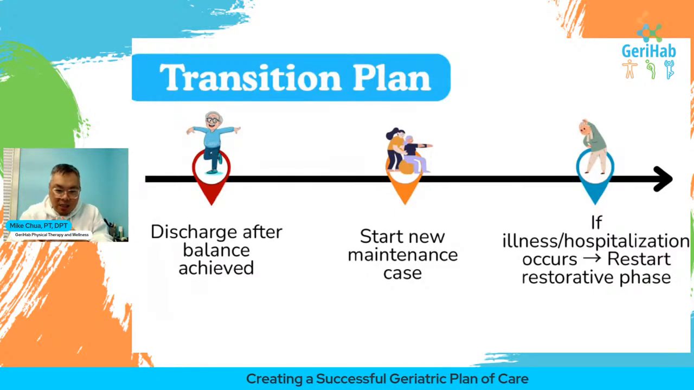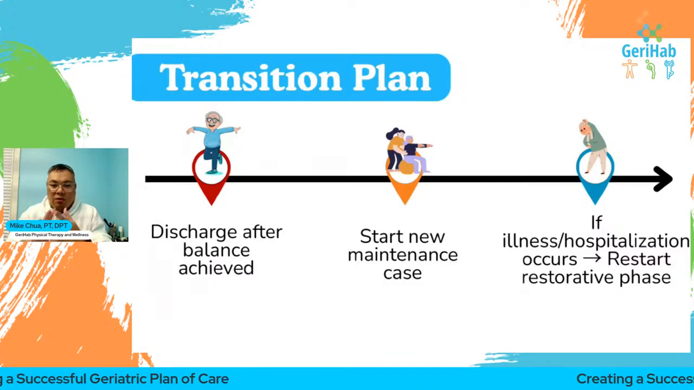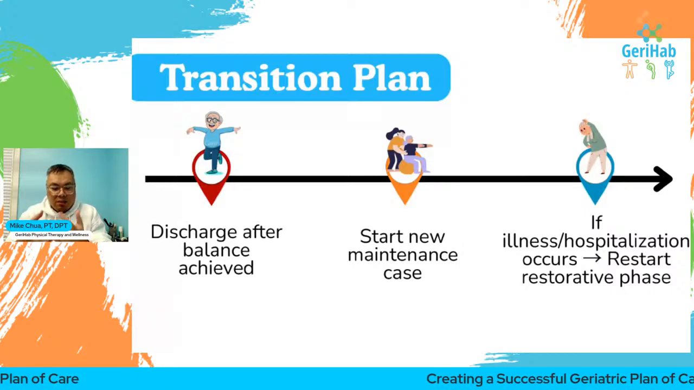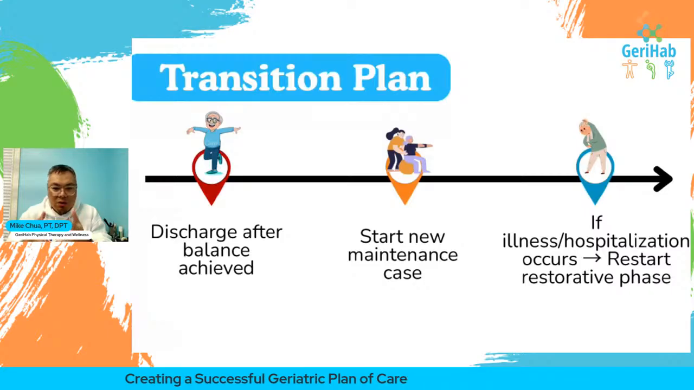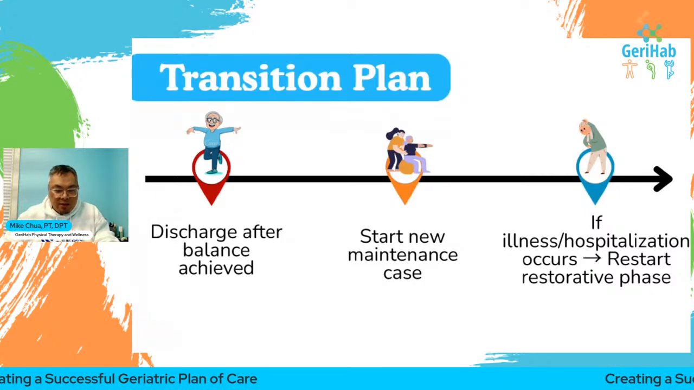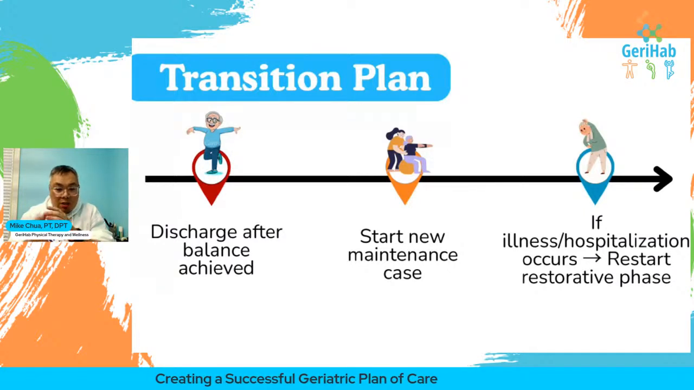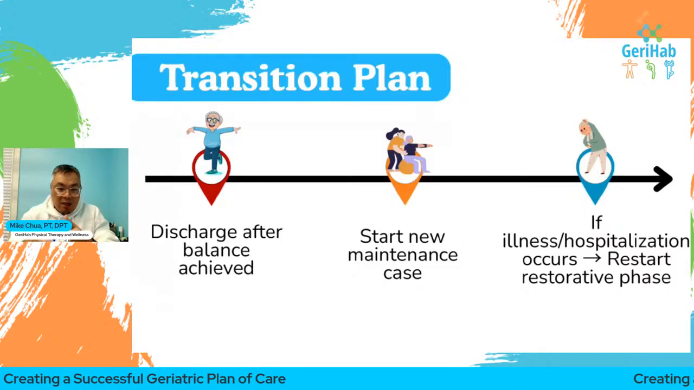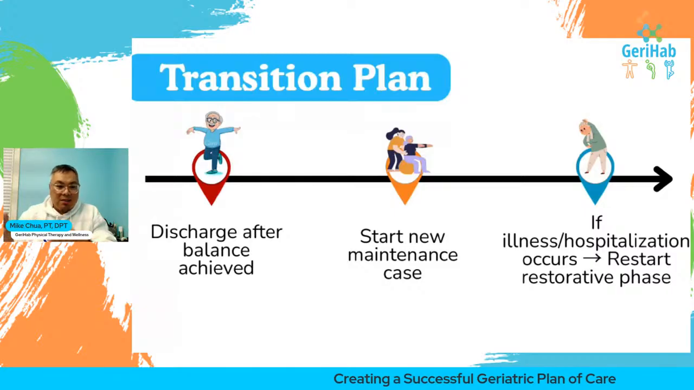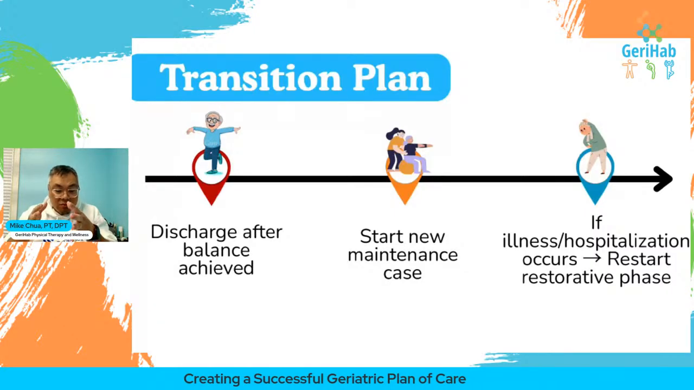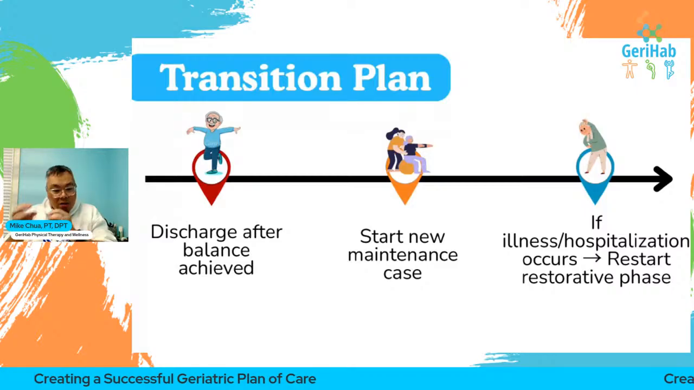Now, if they get sick, they get hospitalized, they fell, they got COVID, pneumonia, their dementia progresses, their Parkinson's progresses, their MS progresses, would you keep them under the maintenance program? No. You restart a restorative phase because they're in bed for like how many days at the hospital? 3, 4 days, 1 week. They went to the nursing home. You need to restart a restorative phase again and do a new reevaluation, and then show that, hey, the patient has declined. We need to restore her function and then bring her back to that maintenance program again.